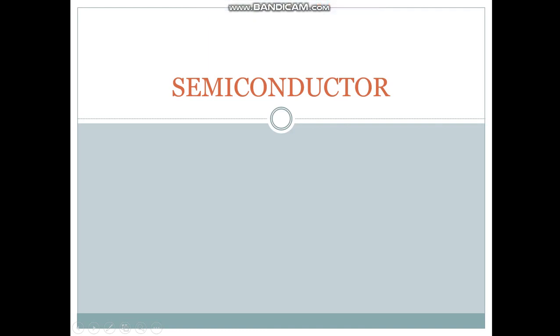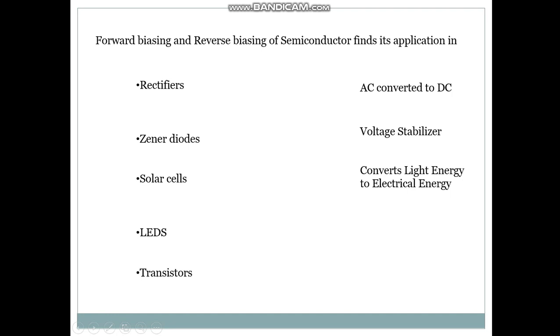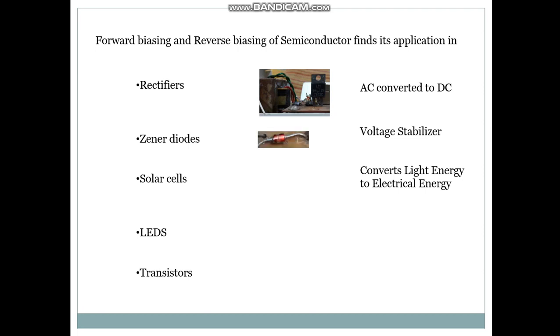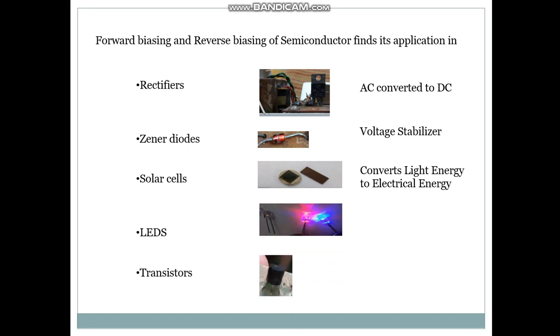So we continue with semiconductors today, part 4. Forward biasing and reverse biasing of semiconductor finds its application in rectifiers, which we have already seen. It converts AC to DC. The Zener diode acts as a stabilizer. The solar cell converts light energy to electrical energy. Today we are going to talk about LEDs and transistors.